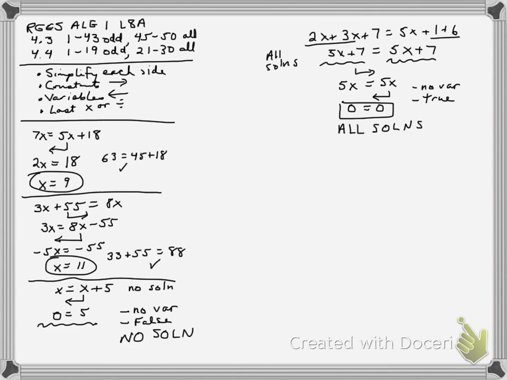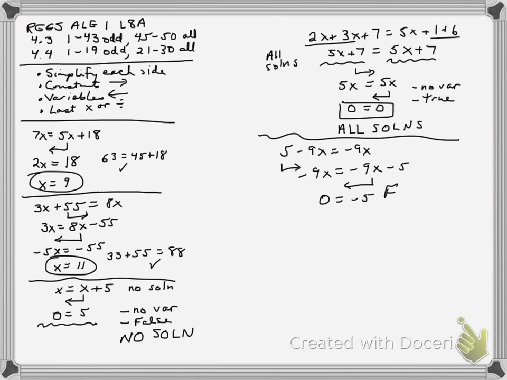So let's try to put that into practice with one more example problem. I copied the problem wrong. So let's move my constant to the right. I would get minus 9x equals minus 9x minus 5. I'll move my variable to the left by adding 9x. Negative 9x plus 9x is 0. 0 equals negative 5, a false statement. And so my answer, again, just as above, would be no solution.